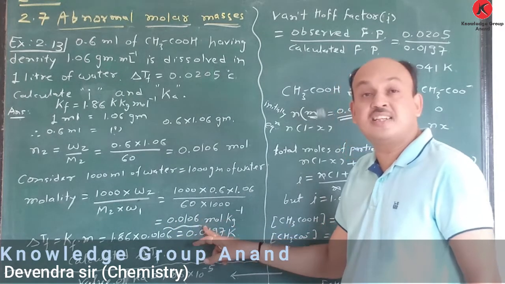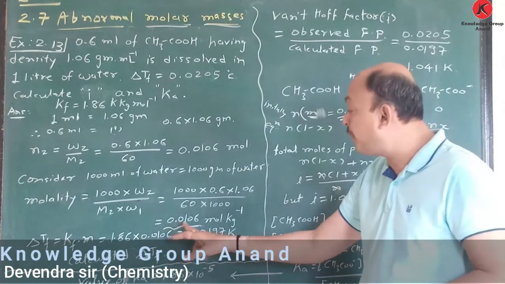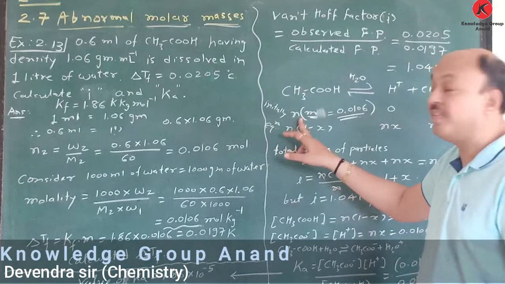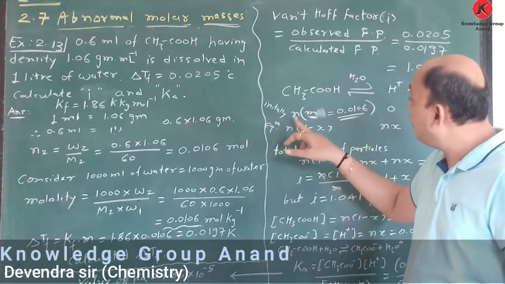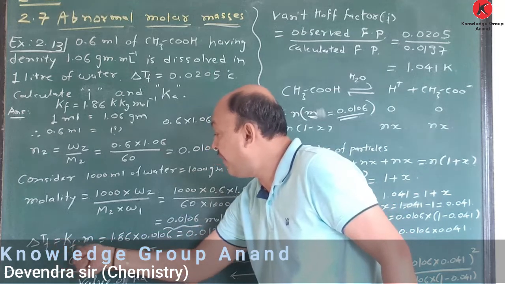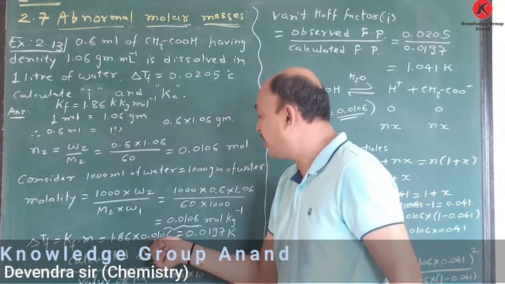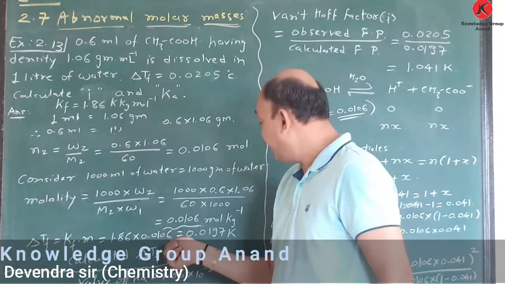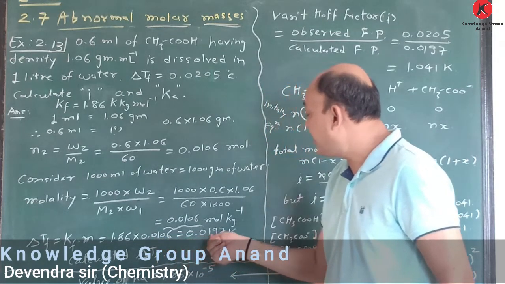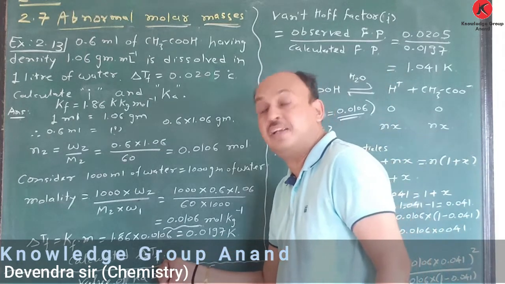This value is considered as molality as well as number of moles. Initially the number of moles, that is N, we draw attention to later on. But delta Tf is equal to Kf into m. So 1.86 into 0.0106 is equal to 0.0197 Kelvin. This is the calculated delta Tf value.